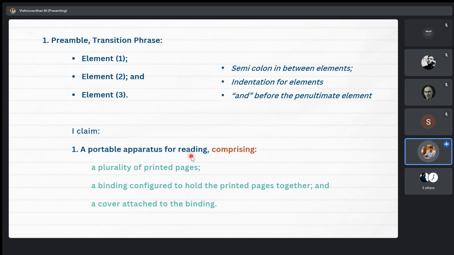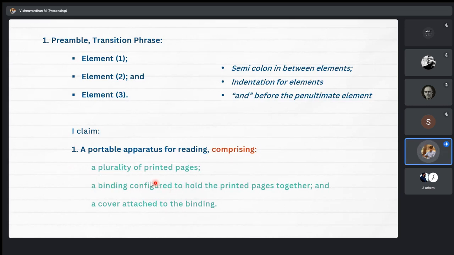So a portable apparatus for reading, comma, comprising. This is the transitional phrase. This was the preamble. Put the two dots, colon, then the elements. Give a little bit of space here, and then a plurality of printed pages. So a book has a lot of pages, right? So instead of writing it has many pages, always use this word plurality in all your applications. Suppose you have a windmill with a lot of rotors, lot of spinning blades. Don't say a windmill comprising many spinning blades, right? A windmill comprising a plurality of spinning blades. These are all legal language. It's expected that you guys write this.